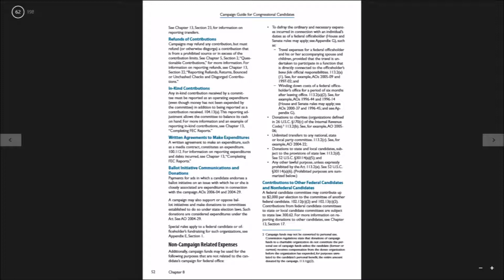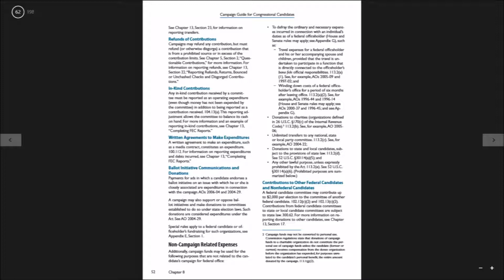Winding down costs of a federal office holder's office for a period of 6 months after leaving office. House and Senate rules may apply, see Appendix G. Donations to charities, organizations defined in 26 U.S.C. of the Internal Revenue Service Code. See, for example, blah blah.